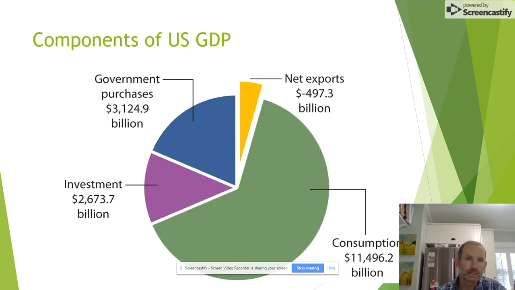Just to give you a quick idea, here are roughly the sizes of those different parts of GDP: C plus I plus G plus XN. Consumption is by far the biggest part, followed by G and then I. And as much as it's talked about, we have a net export sector that's negative, so we have a trade deficit right now. So there's how our GDP is actually broken up.